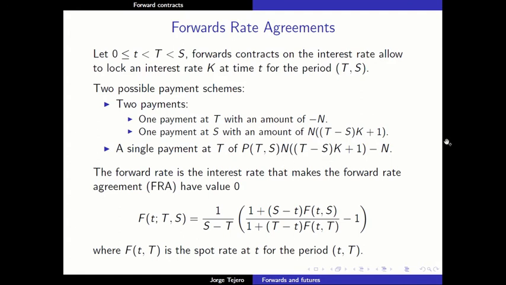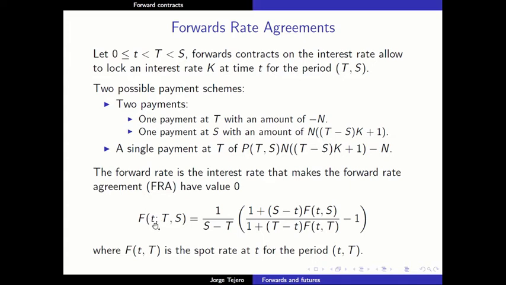Similarly to forward contracts with other assets as an underlying, there is also the concept of the forward rate, which is the rate that makes the forward rate agreement have value equal to 0. No arbitrage arguments lead to the following expression for this forward rate agreement at time little t.